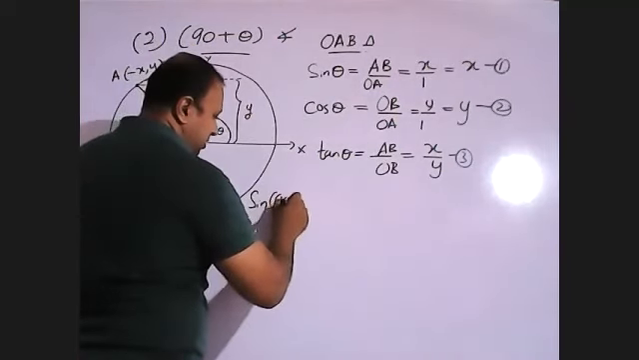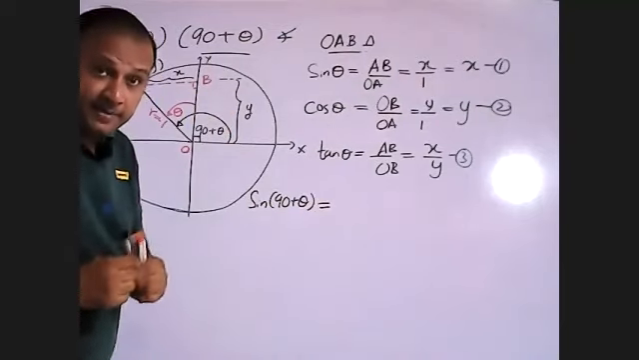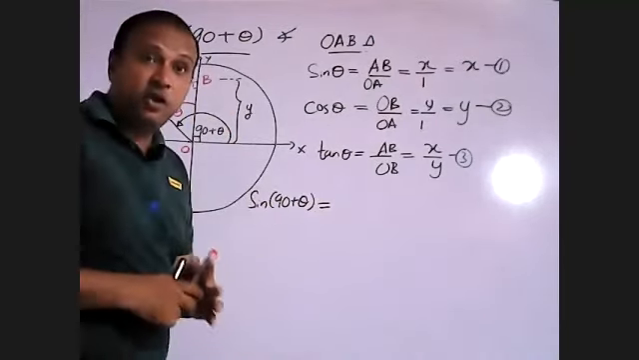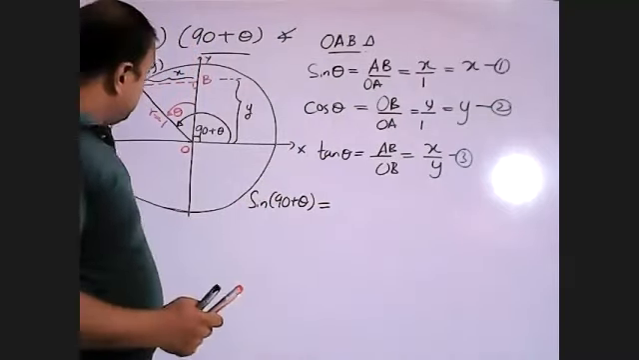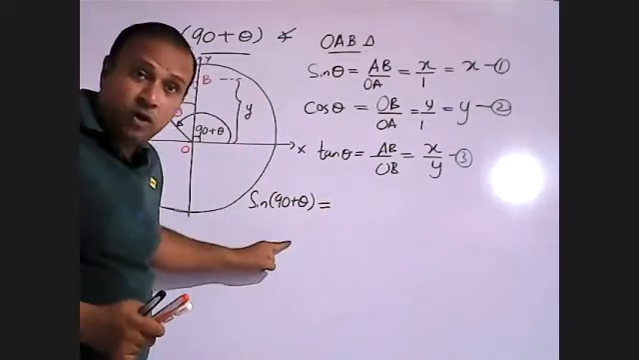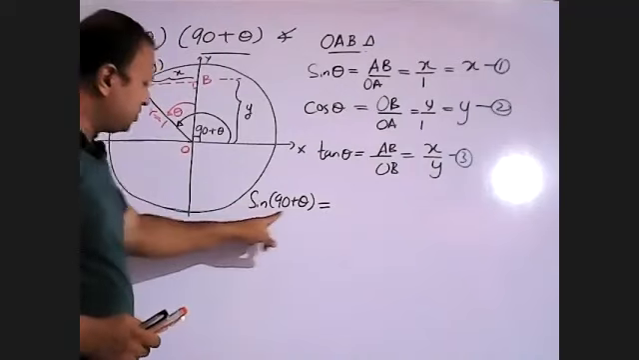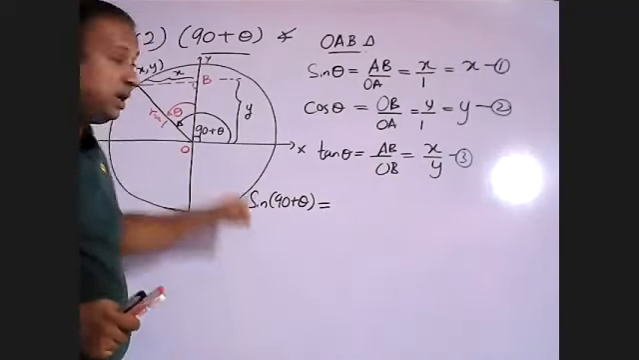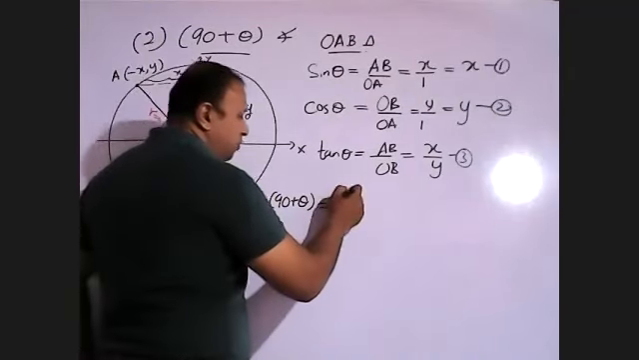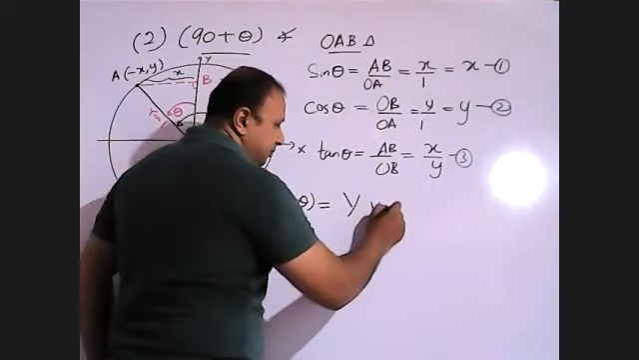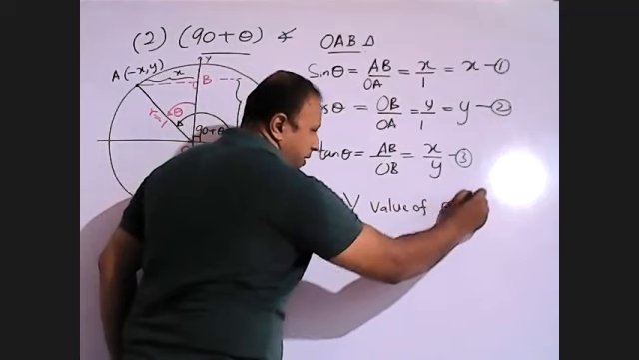Sin 90 plus theta. If I determine sin 90 plus theta using the circular method, that is equal to the y value of the particular point. Therefore, sin 90 plus theta is equal to the y value of point A.